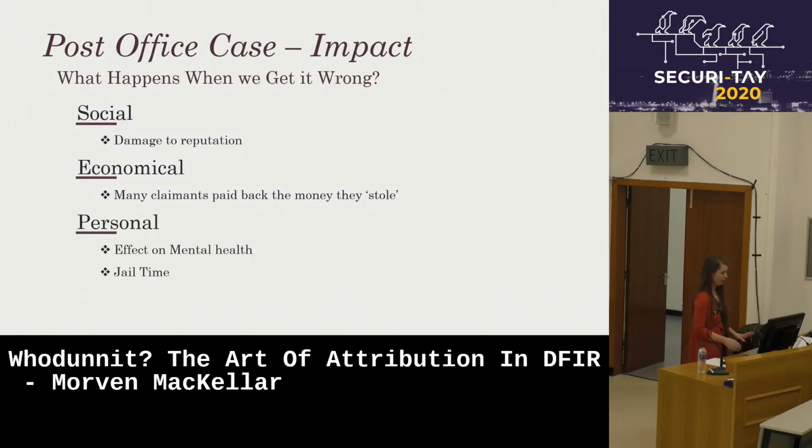So if we want to talk about the potential impact of what happens when we get it wrong, I think we have three major categories. The first is social issues. If you come from a small rural town, you know that the post office is sort of a hub of the community. And a lot of people know the people that run the post office. I'm from Dunblane, and I know the family that runs it, and I know their kids went to the same school as me.